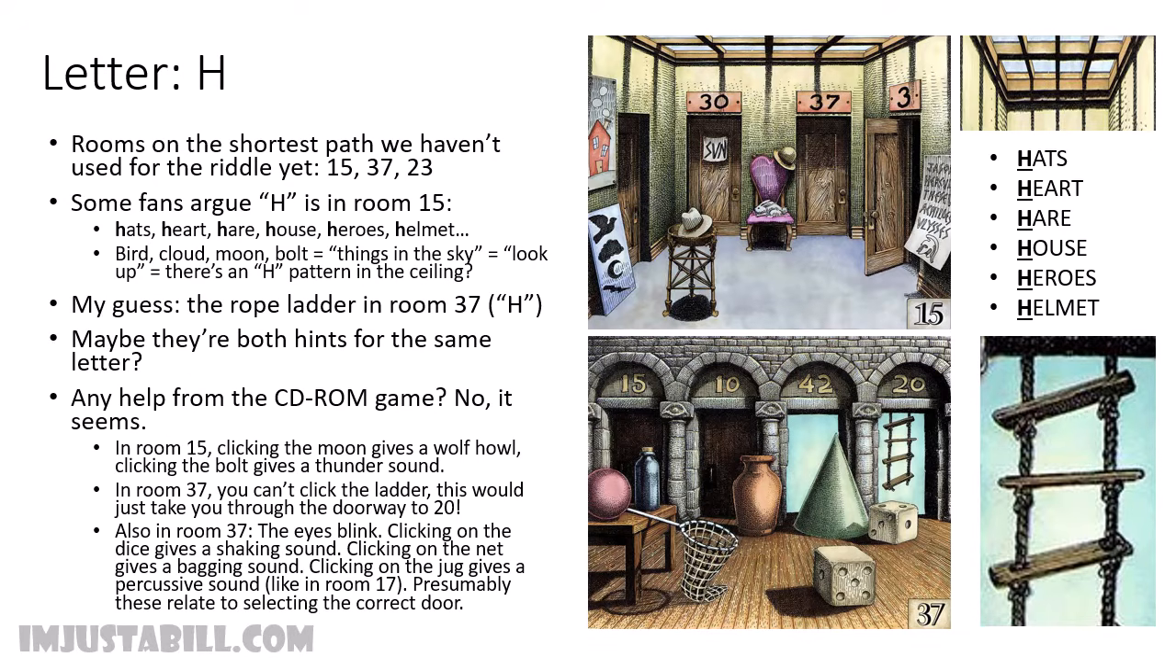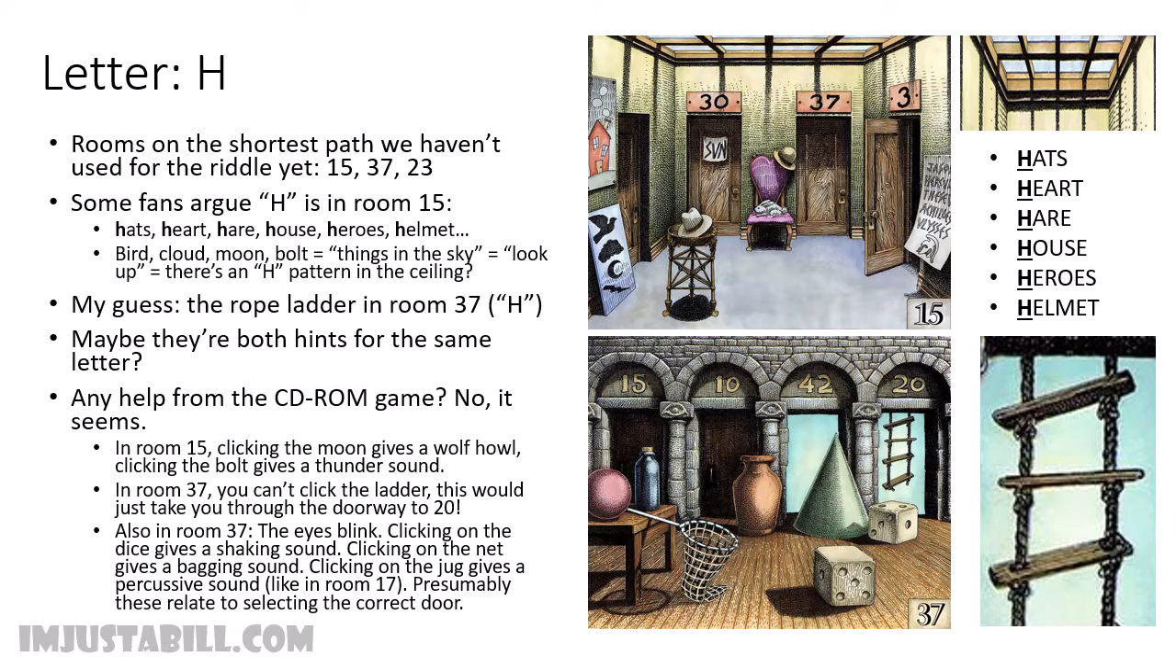And some other fans have said, well, if we look in the lower left corner of the room, there's that sign with a bird flying and a cloud and a crescent moon and a bolt. What on earth does that mean? Well, one speculation is that it means things in the sky. That's what they all have in common. And therefore it means look up. And if we look up, there's that pattern in the ceiling. It's like a grid. And some argue, well, it looks like a bunch of H's. Okay.